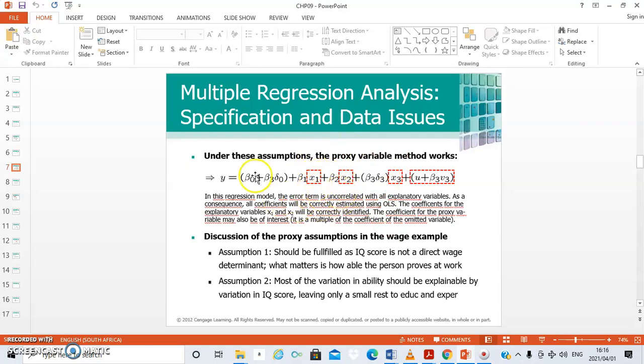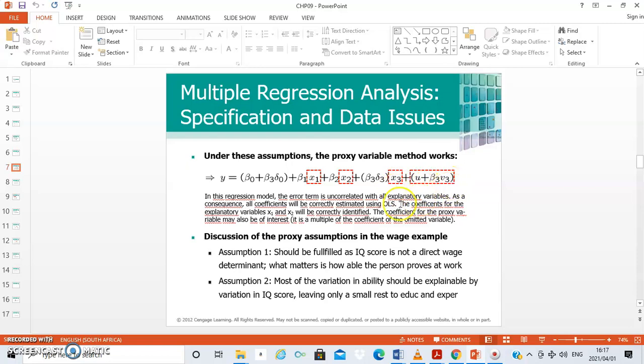Okay, so for example, if we take this regression, if we add that x3 as an additional proxy, we can basically see that in this regression model, the error term is uncorrelated with all the explanatory variables, and that is one of the requirements. Secondly, that actually implies that all the coefficients in this model can be estimated using OLS.